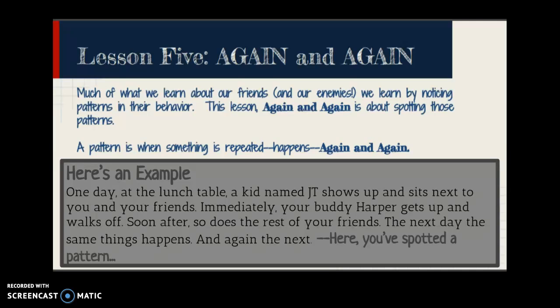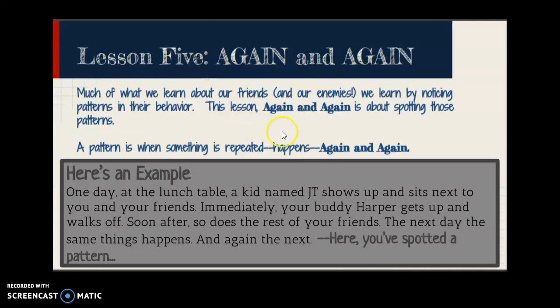The next day, the same thing happens. JT comes back down and sits at the table. Harper notices, gets up, and walks away. Soon after, so do the rest of your friends. Third day, same thing happens. So here we spotted a pattern. And we can already start making some pretty educated guesses about what's going on.